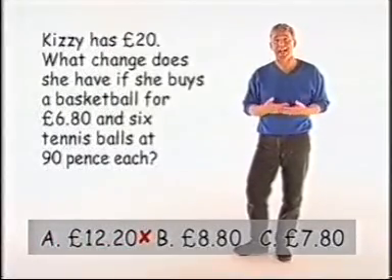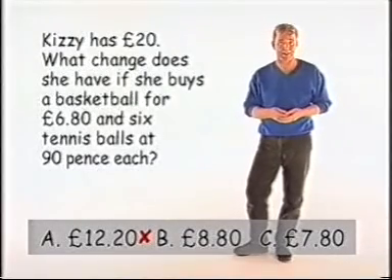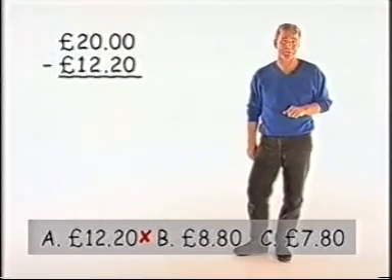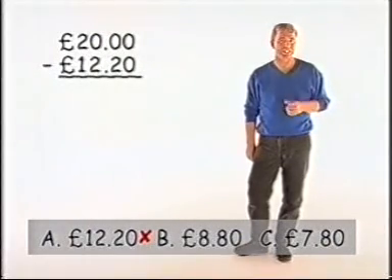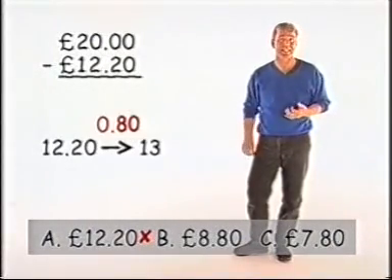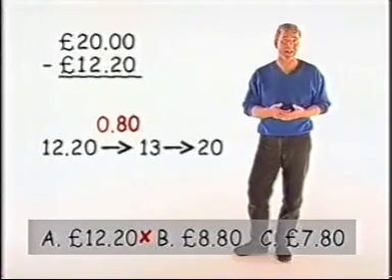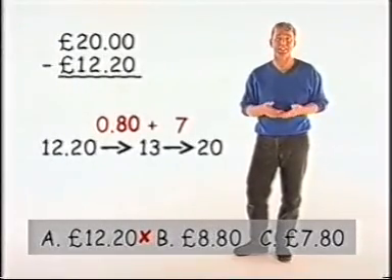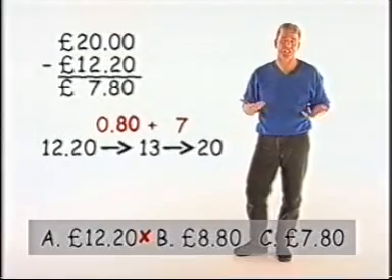The question asks how much change is there from £20. So we have to take £12.20 from £20. Let's do this by counting on. £12.20 to £13 is 80p, and then £13 to £20 is £7. So the change is £7.80, which is answer C.